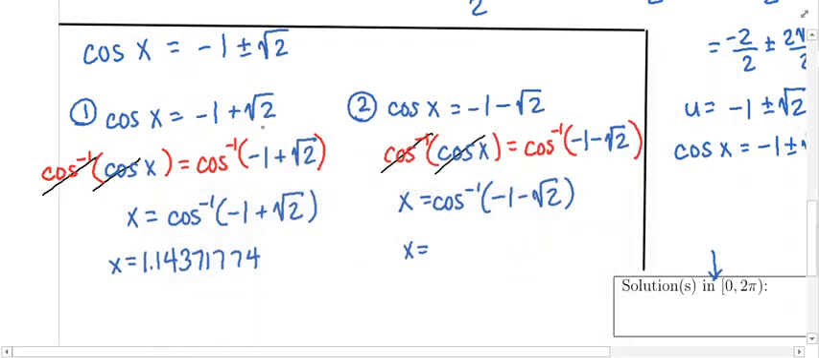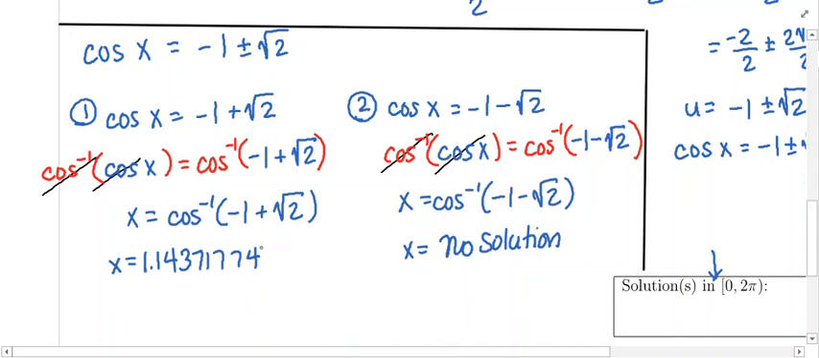Okay, so what does that mean? For this second equation, when you're trying to solve cosine of x is equal to -1 minus the square root of 2, there's going to be no solution from this equation. We still got a solution over here, and so that is where we're going to focus.